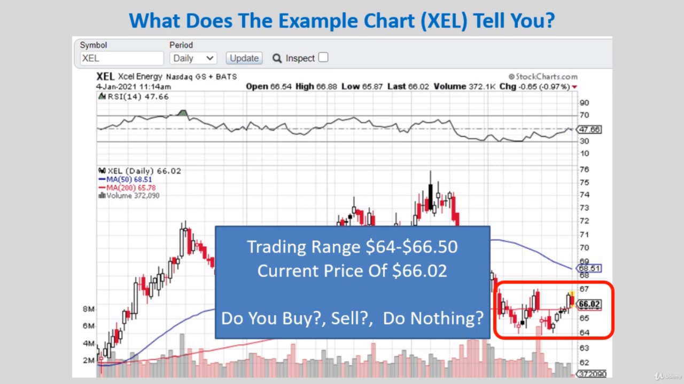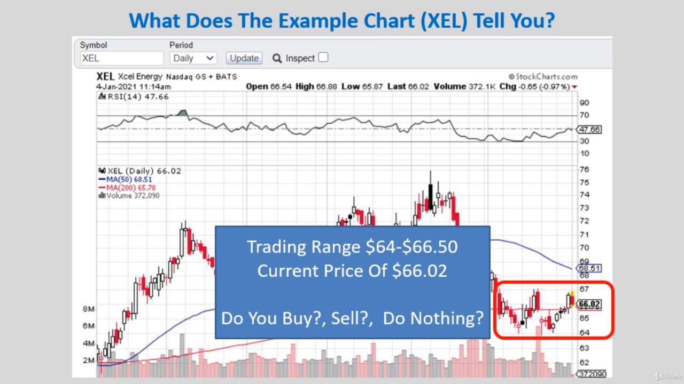So the range looks to be around $64 to $66.50. And the current price there on the right, which will be highlighted in black when you look at a price chart, by the way, says 66.02 is the current trading price. Now, do you buy? Do you sell? Do you do nothing? Well, that's what we'll learn about in the course.